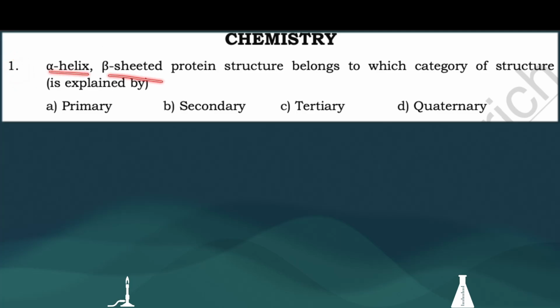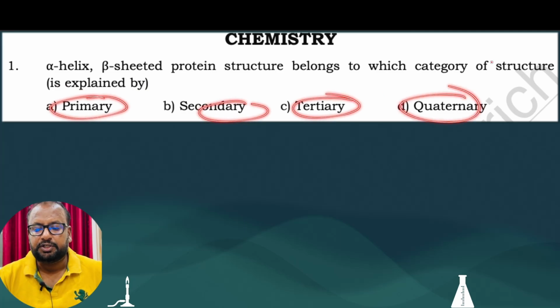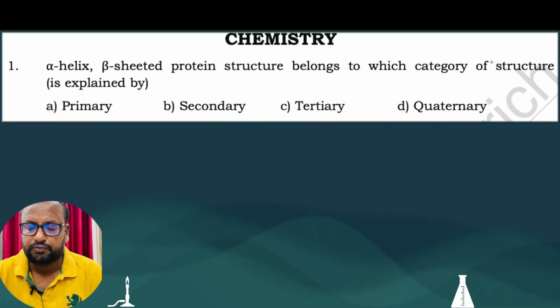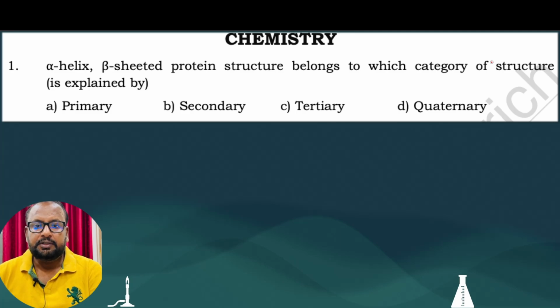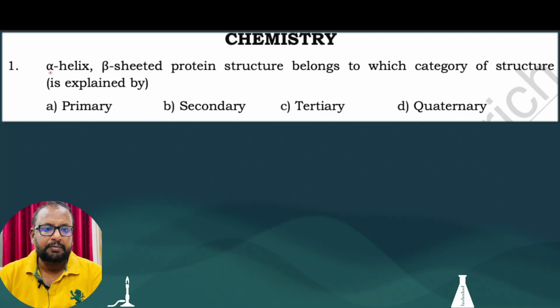Alpha helix, beta sheeted protein structures belong to which of the following category of structures explained? Primary, secondary, tertiary and quaternary structure of proteins. Which of these structures will explain the primary, secondary structure of it? Alpha and beta pleated sheets are explained by secondary protein structure. Primary structure talks about the sequence of the amino acids. This talks about alpha, beta, and tertiary, quaternary are different ones.